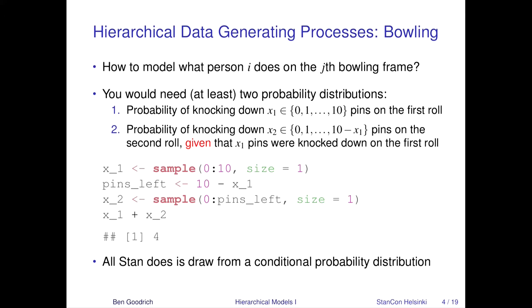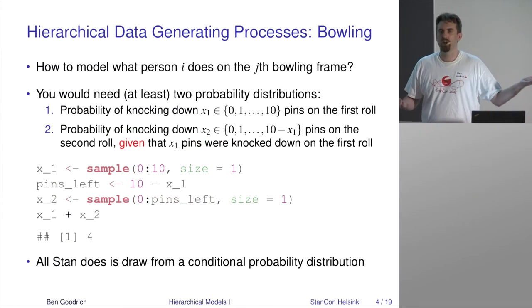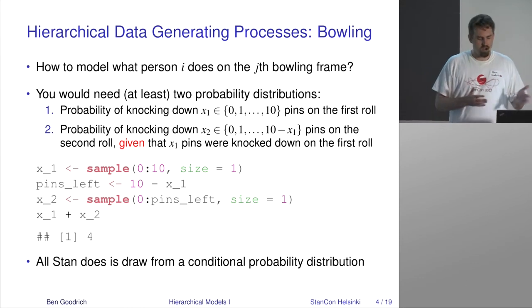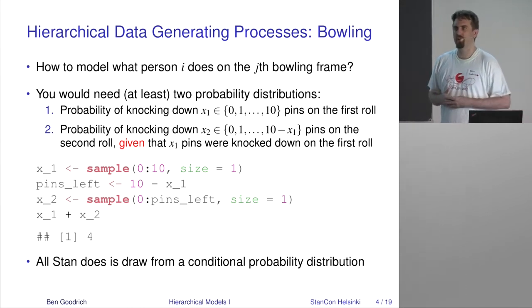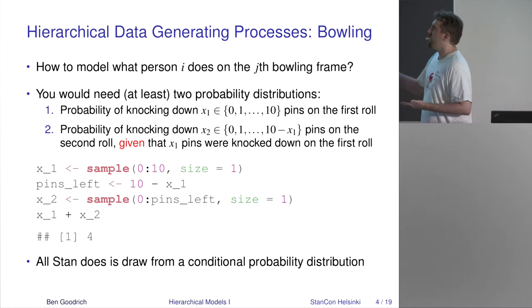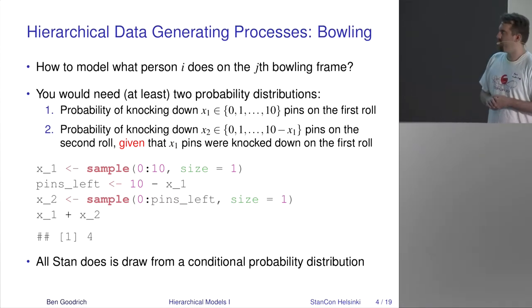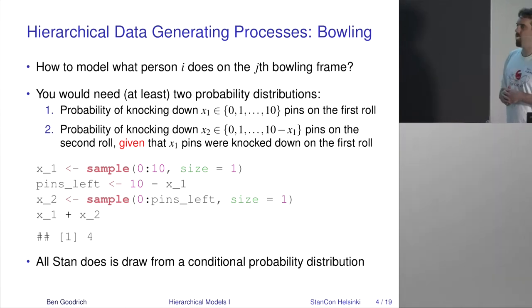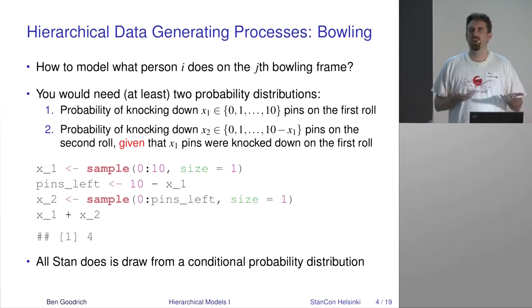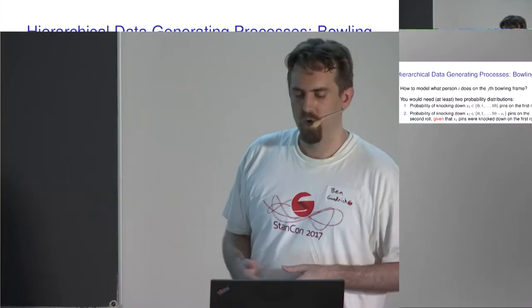And in R code, we might do something like this, just sample uniformly from the integers between 0 and 10. That's our supposed first roll. Subtract that from 10 to get the number of pins left. Do a similar thing, but with a different upper bound for the number of pins you knock down on the second roll. Add those together, and that's the number of pins knocked down over two rolls of a frame of bowling.